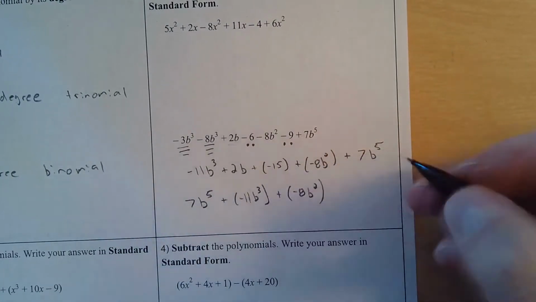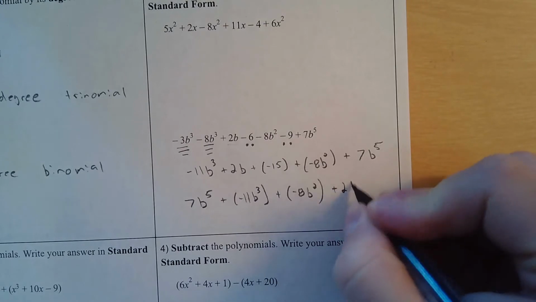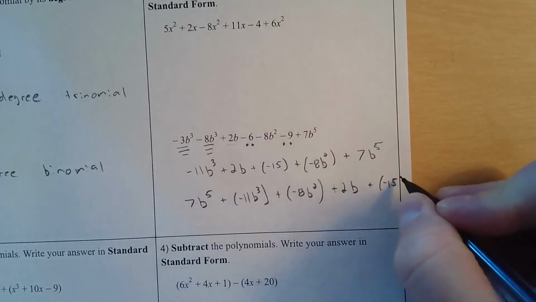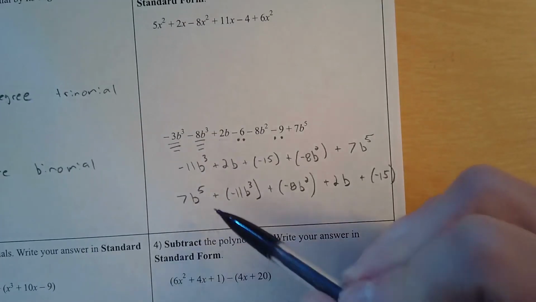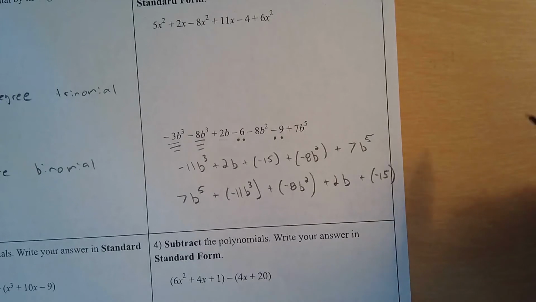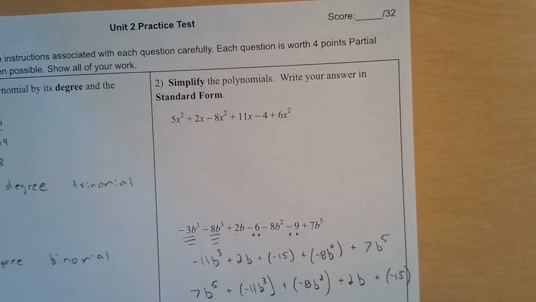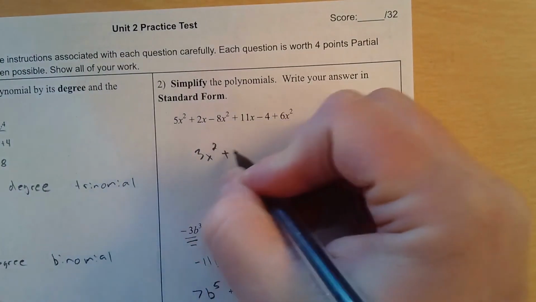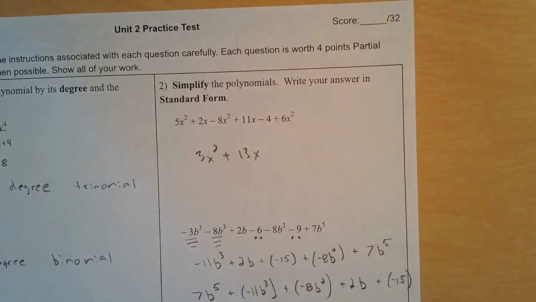And then we have b to the first power. And then we have the constant. Now, all these places where I have plus a negative, you could change those back to subtraction if you want, but I kind of like it like that. And the answer to this one was 3x squared plus 13x minus 4.